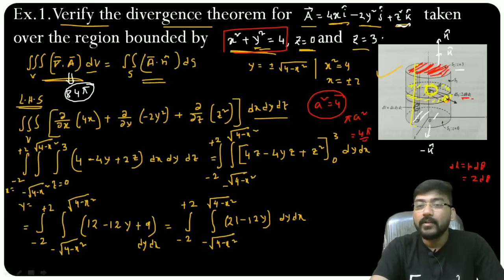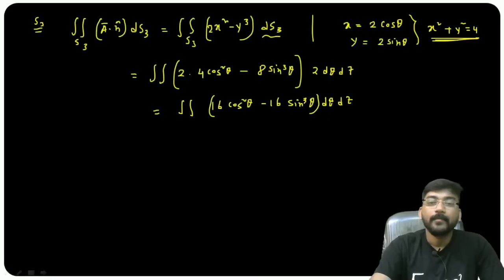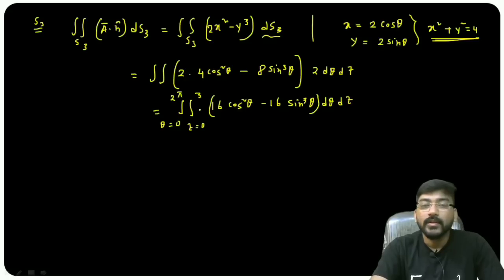And when z varies from 0 to 3, this whole curved surface will be covered. That means for the surface integration along this curved path, we have to take the limit of θ from 0 to 2π, and for z it will be 0 to 3. Now if you integrate this expression, instead of dz it will be 3, because integration of dz from 0 to 3 is z, which is just 3. So you have to just multiply 3 with this equation.